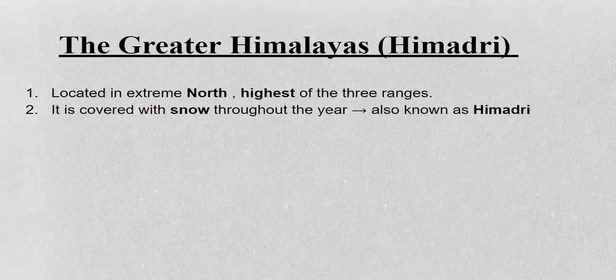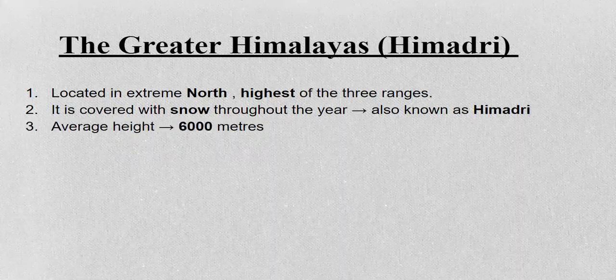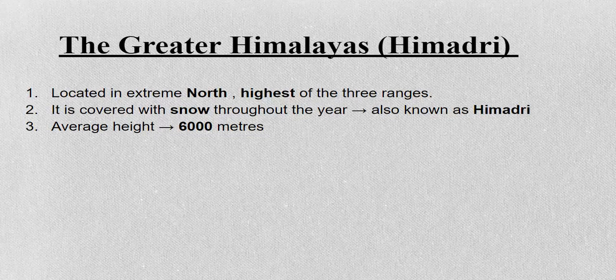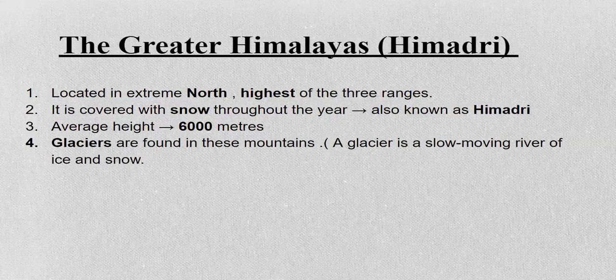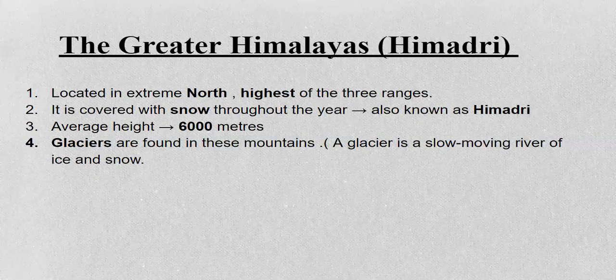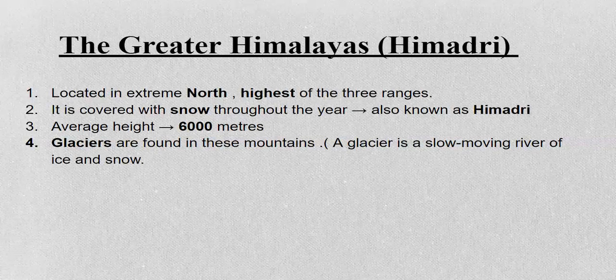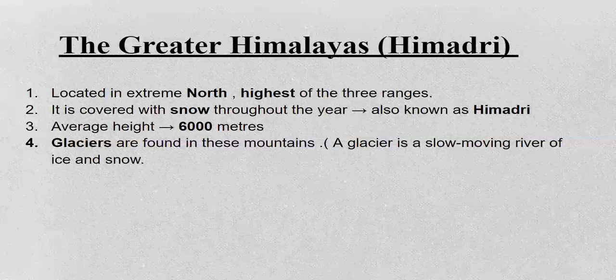It is covered with snow throughout the year. Its average height is 6,000 meters. Glaciers are found in these mountains. Now you must be wondering, what are glaciers? A glacier is a slow moving river of ice and snow.